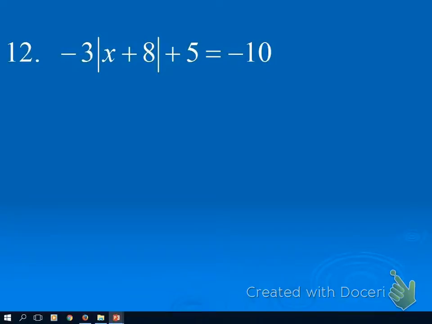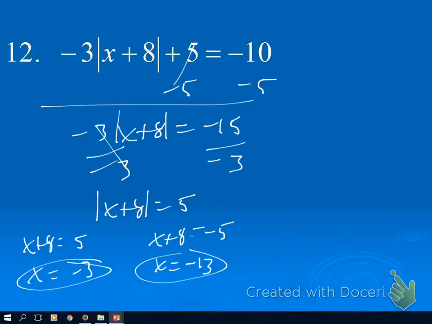Here's another one. Stop the video, and then check your answers by starting it back up. There you go. X should be negative 3 and X should be negative 13. Those are your two solutions, and you can see what I've done here. Subtract the 5 first, divide by the negative 3 next, then split and solve. X plus 8 wanted to be a distance of 5 from 0 on the number line, so we set it equal to 5 and negative 5, because those two numbers are a distance of 5 from 0 on the number line.